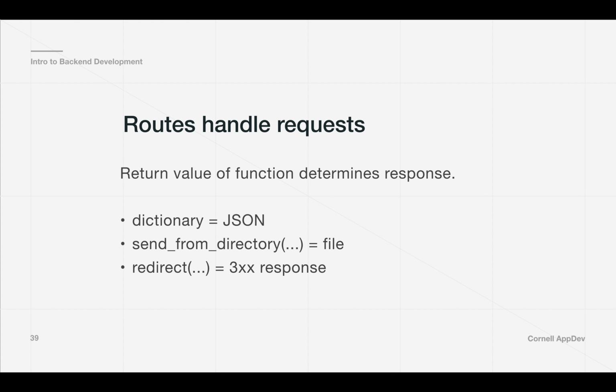And the return value of the function basically determines the response. So Flask has a lot of nice things built in. For example, if you send back a dictionary, it automatically converts it to JSON. You can also send files or redirect them to different URLs, which are both pretty common from a server perspective. For example, if you sent a request to log in, then you might be redirected. If you're on Facebook, you log in, you get redirected to the home page after. So that's all sent through the response, basically.